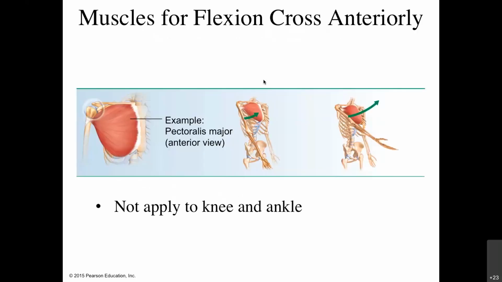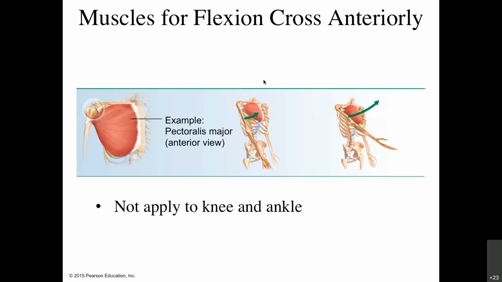Okay, let's now talk about where muscles are located and how their location helps them with the movement. If we're talking about flexion, muscles for flexion will cross the joint anteriorly, anteriorly meaning the front. If we're talking about flexion at our shoulder, the pectoralis major crosses to the anterior side of that shoulder joint and is responsible for flexion. The way you can tell what muscle is being involved is, if you think it's the pectoralis major, put your hand on that muscle and then move in that way and see if you can feel the muscle contracting.